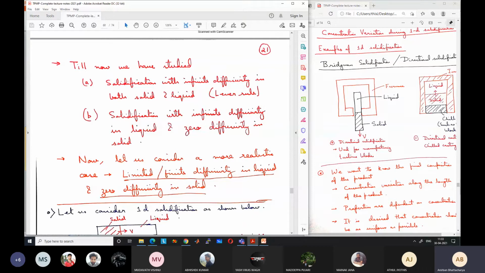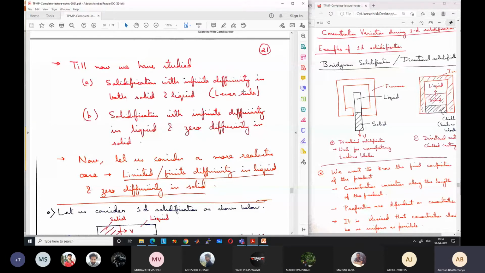Yes, sir. Okay, fine. So we have studied two cases till now. One is solidification with infinite diffusivity in both solid and liquid. This is using the lever rule. When I say we have studied, it means that we know how to find the relation between concentration and volume fraction. The second case that we have studied is the Scheil model, for which we considered infinite diffusivity in the liquid, but zero diffusivity in the solid.